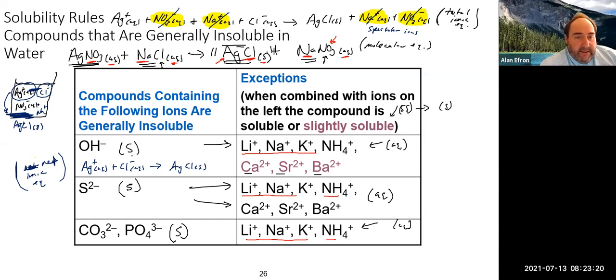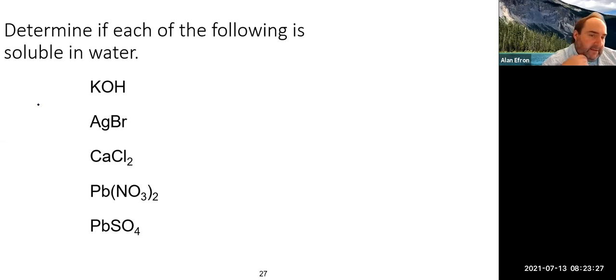Okay, so let's take a look at some here, I think. Take a second, based on solubility rules, would we expect each of these to be soluble or insoluble based on those rules? So take a couple of minutes here, we'll talk about it.